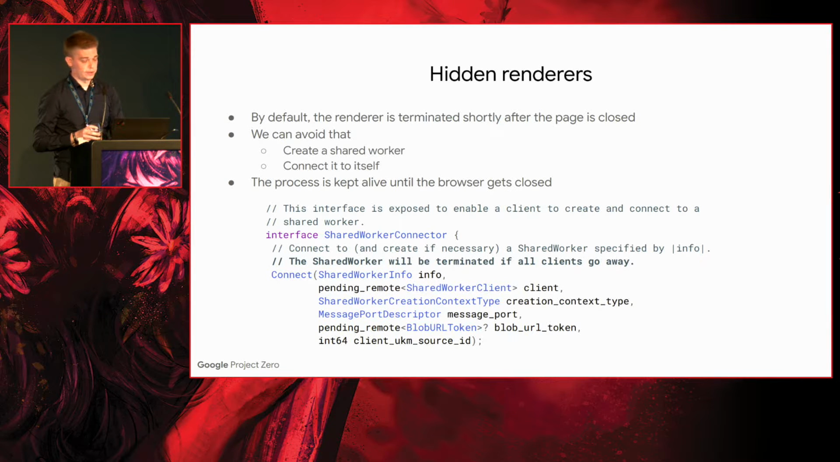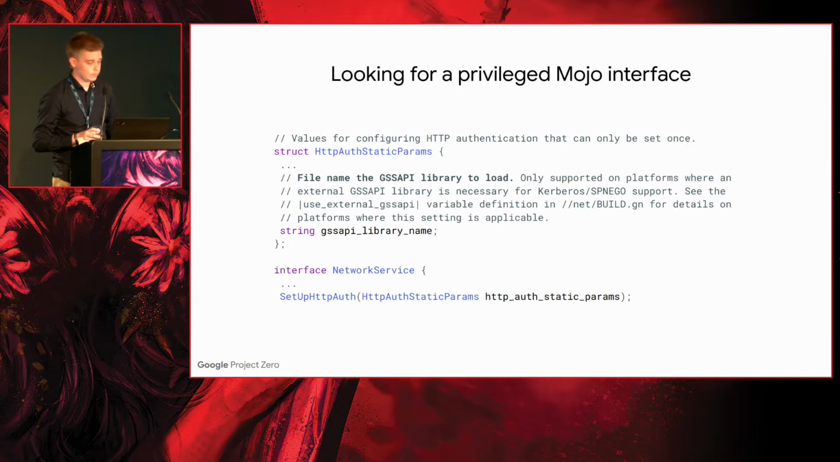We just needed to find an IPC interface to attack. This is the network service, the main Mojo interface of the network process, used solely by the browser process, and it has one curious method that allows you to set up the full path to an external GSS API library that gets loaded when Chrome receives a 401 response from a web server. That's right, the method just loads an SO of your choice. Very convenient. All that's left is to drop a file on the target's disk.